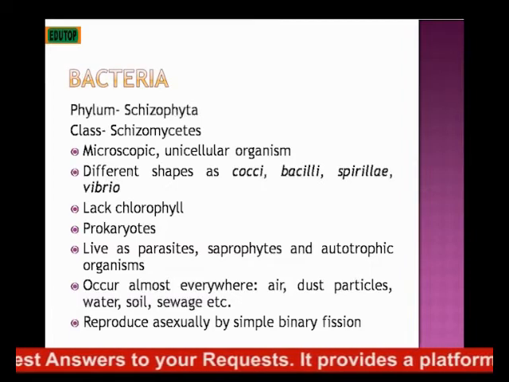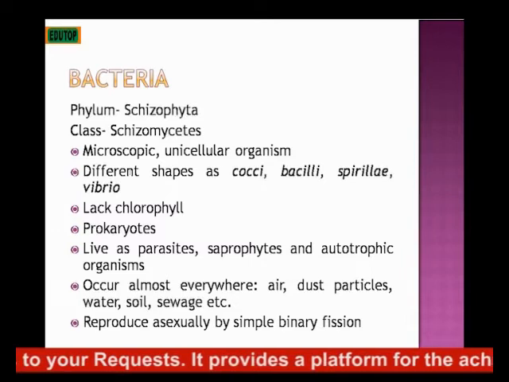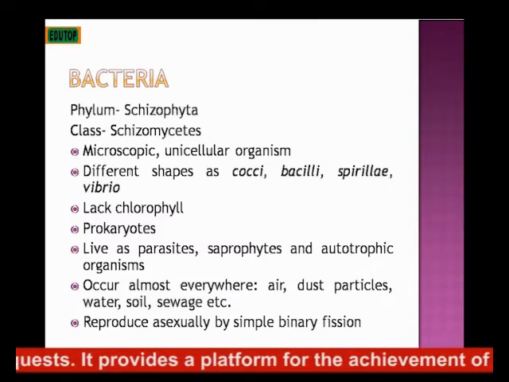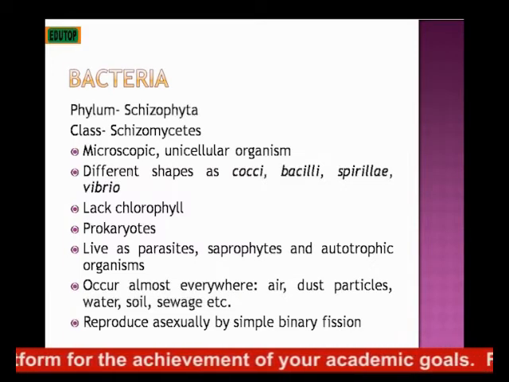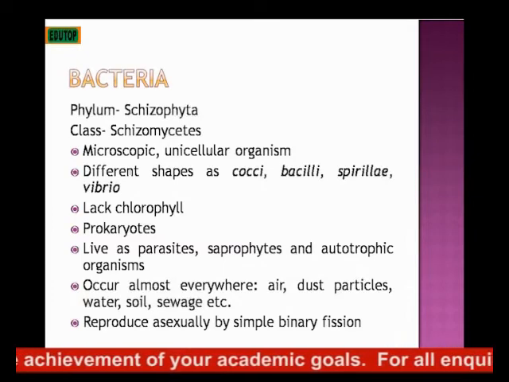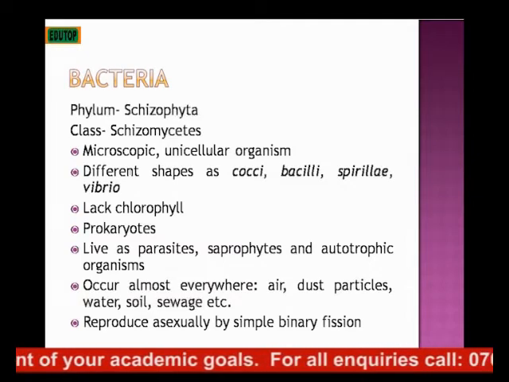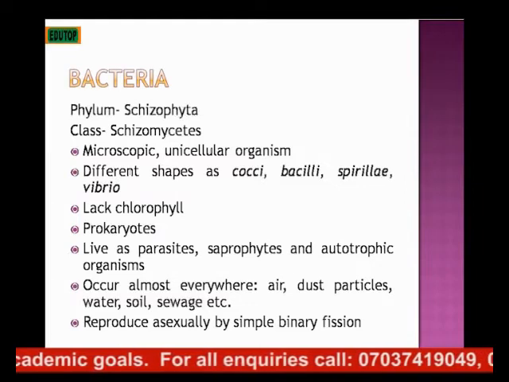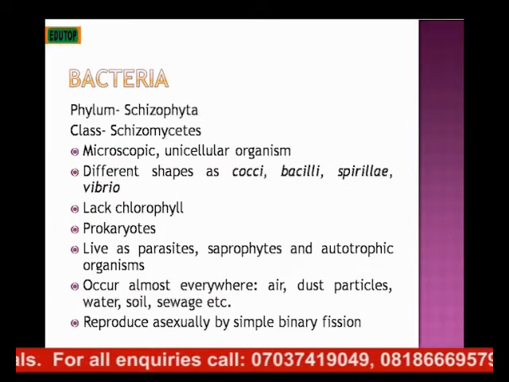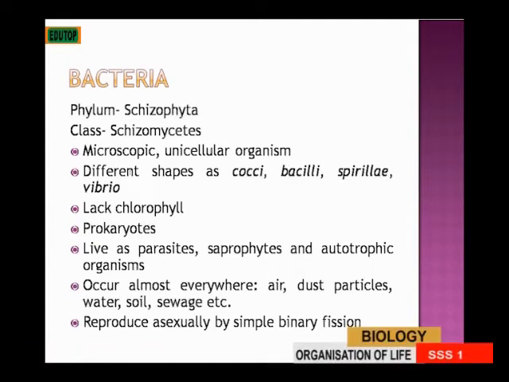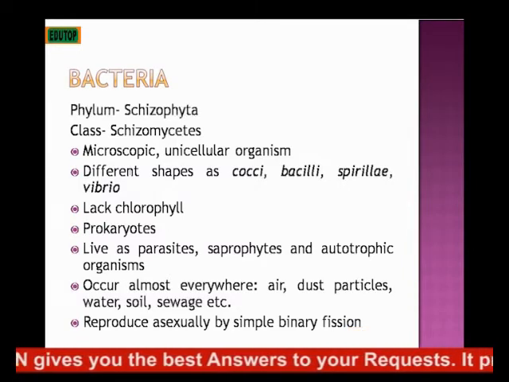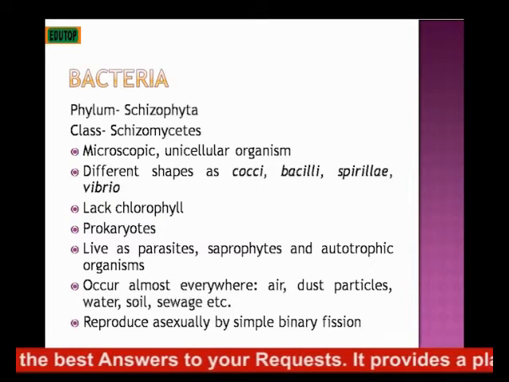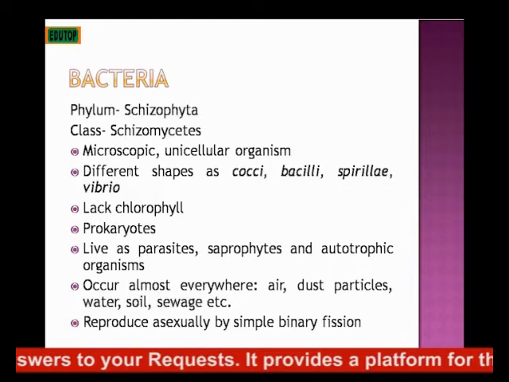Then sometimes they live as saprophytes. Saprophytes are organisms that feed on dead organisms. Then sometimes they are autotrophic organisms. That is, they sometimes manufacture their food on their own. Then another characteristic is that they occur almost everywhere: in the air, in dust particles, in water, in soil, in sewage. Then another characteristic is that they reproduce asexually. That is, they don't go through sexual reproduction, and they reproduce asexually by simple binary fission.